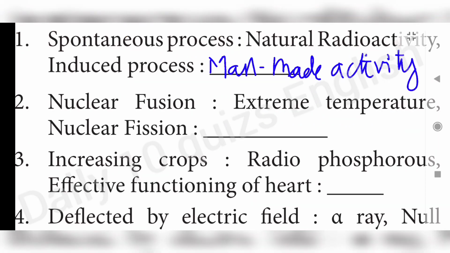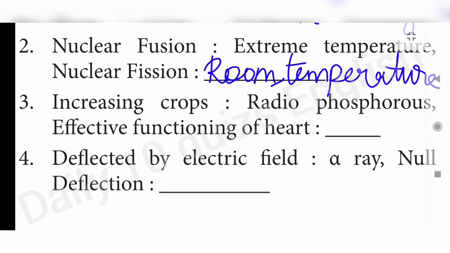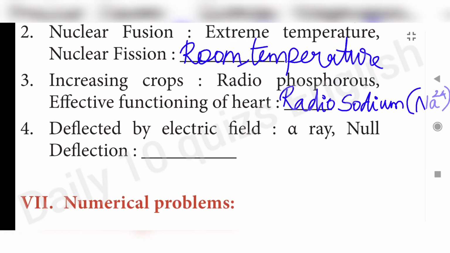Second one, nuclear fusion, extreme temperature. Nuclear fission. Answer, nuclear fusion, extreme temperature. Nuclear fission is room temperature. Third one, increasing crops, radiophosphorus. Effective functioning of heart. Answer, increasing crops, radiophosphorus. Effective functioning of heart is radiosodium 24.